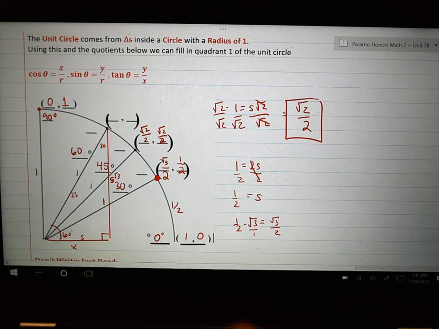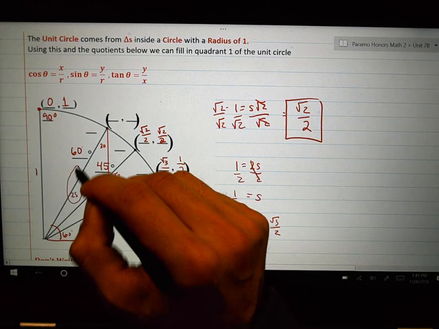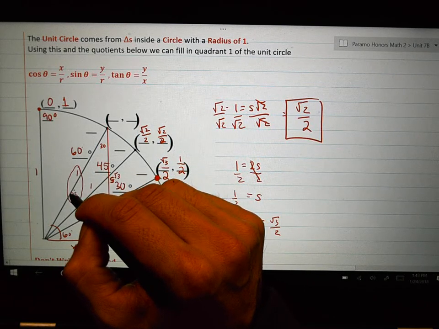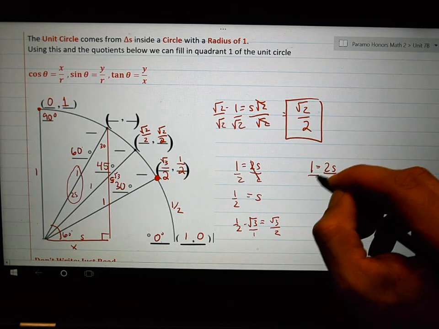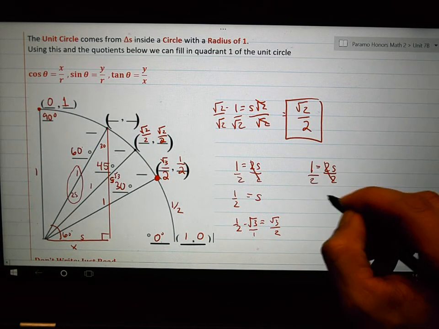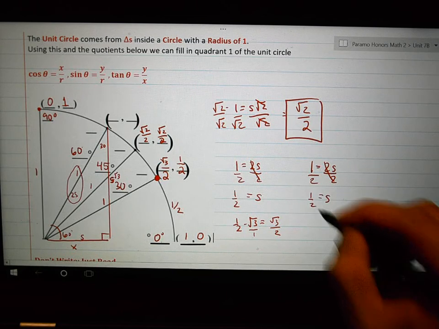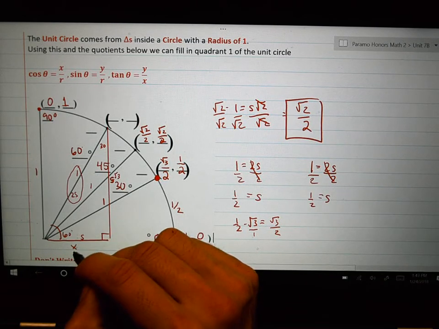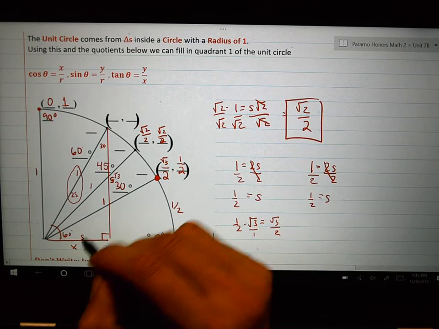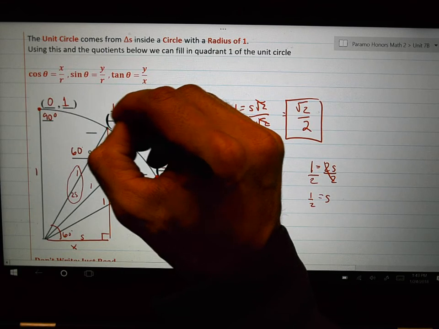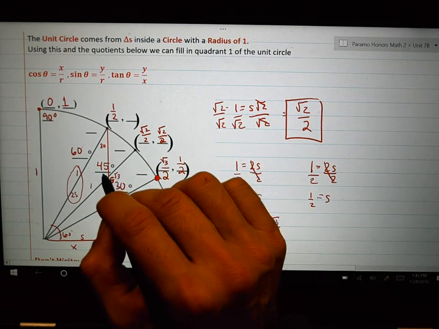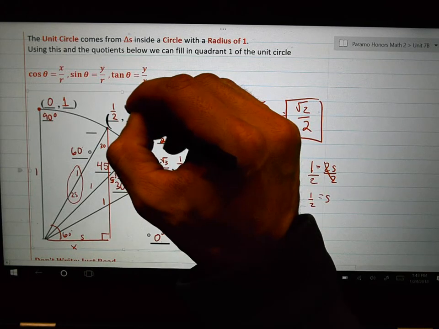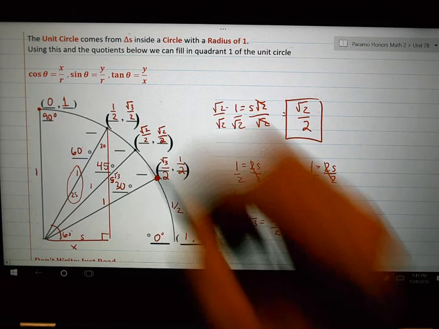What am I given? The radius is equal to 1. 1 is equal to the 2s side. 1 is equal to the 2s. So what does that mean s is equal to? S has to be equal to 1/2. What does that mean my x coordinate has to be? Plug that 1/2 in, and then it multiplies by root 3. So what does that mean my y coordinate has to be?